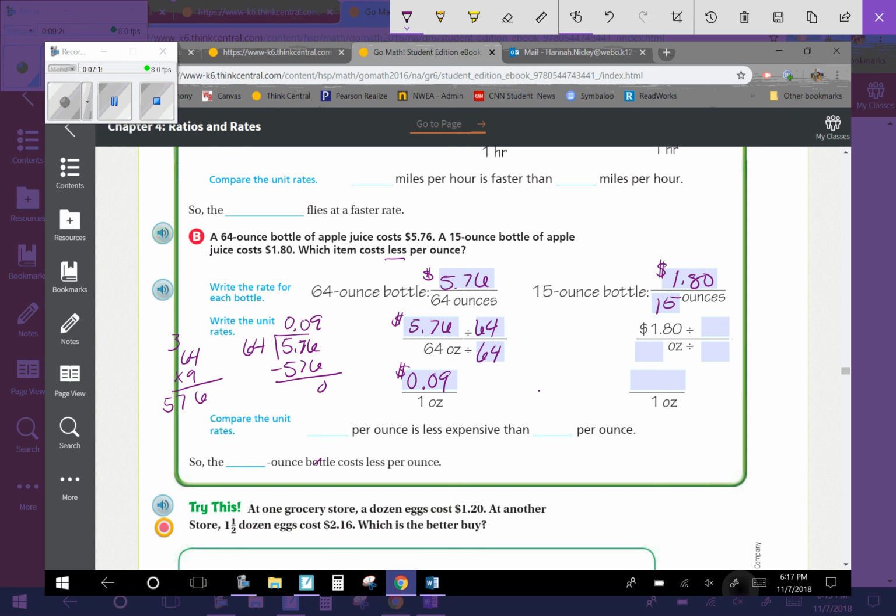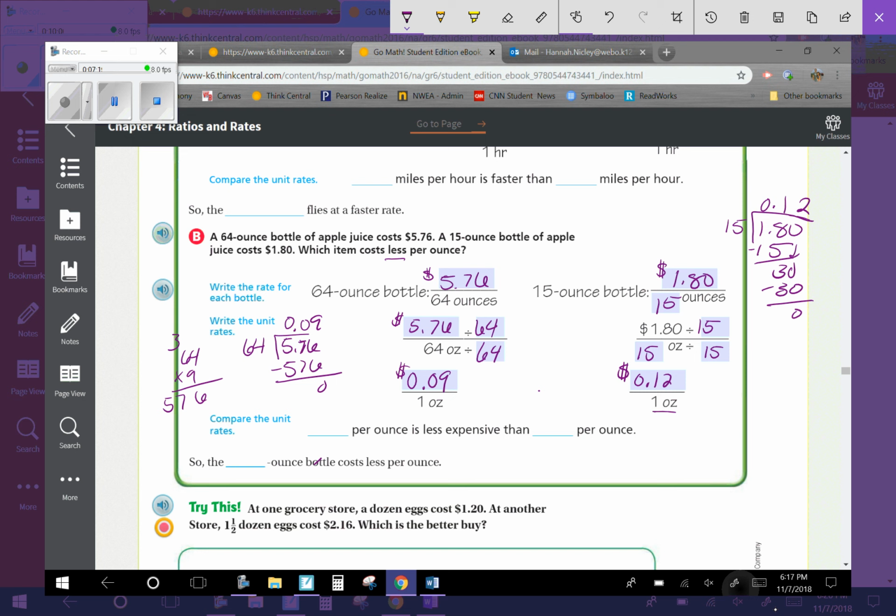per 1 ounce. Over here for the 15-ounce bottle, we have $1.80 for 15 ounces. I'm going to make that into a unit rate, so I need to divide by 15 for both of those so that I get 1 on the bottom. $1.80 divided by 15 is 12 cents. So now we're going to compare the rates.